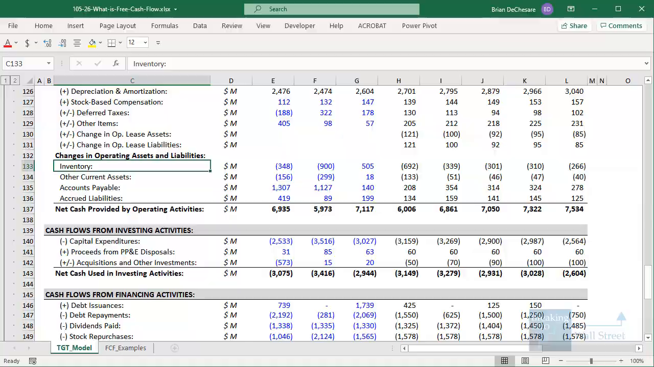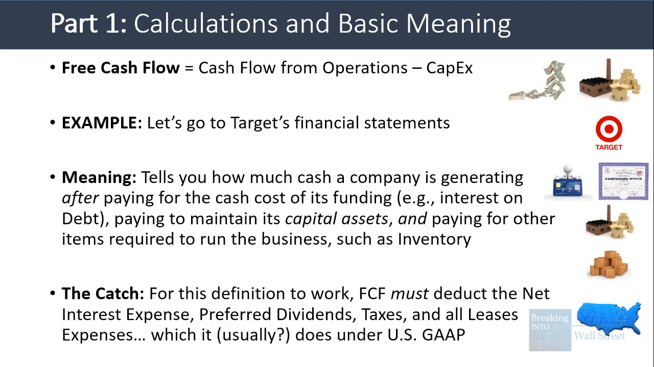One tricky part, though, is that for this definition to work, free cash flow must deduct the net interest expense, preferred dividends, taxes, and all the company's lease expenses. And under US GAAP, it usually does that, but under IFRS, you can run into some complications and difficulties here because the cash flow statement is sometimes set up differently.